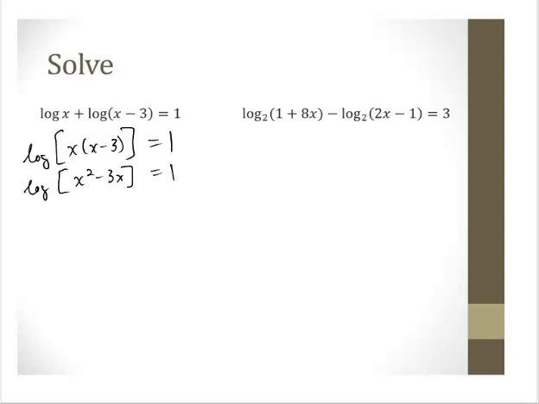Now, let me turn this into an exponential form. Since this is the common logarithm, that means we have base 10. So then x squared minus 3x is equal to 10 to the first power. So x squared minus 3x is equal to 10. This is quadratic, so I can solve it. I'll move the 10 to the other side.